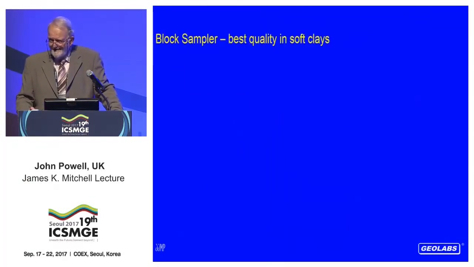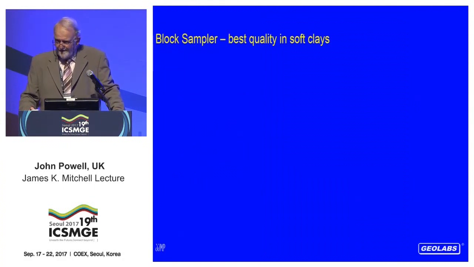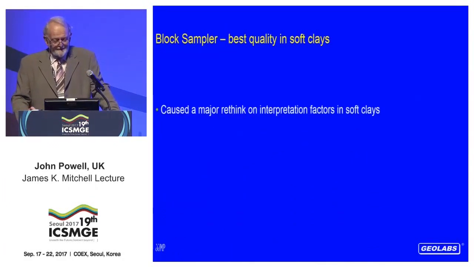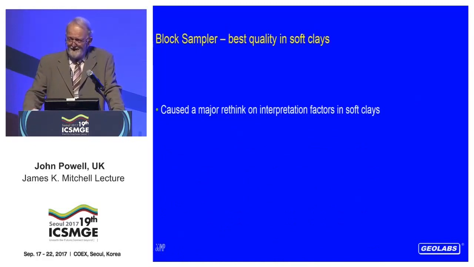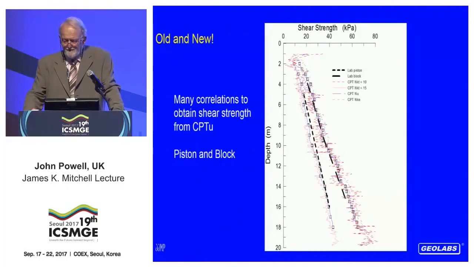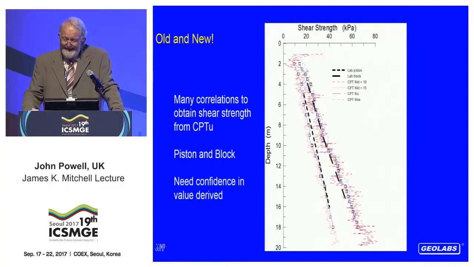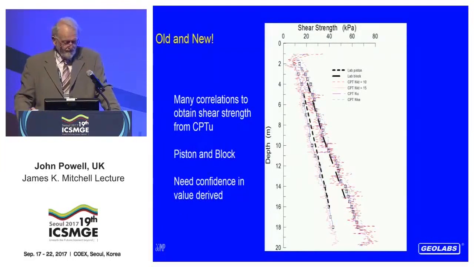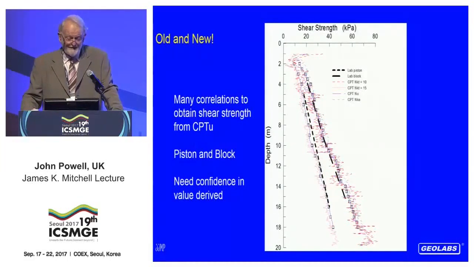Then we started taking samples with block samplers, far better quality samples. And that made us have to have a rethink on our correlations, because what happened was the strengths from the lab with the block samples were up here. So lo and behold, we now have to have a new set of factors to correlate with the strength from the block samples. It can be done, but we have to say, have you got the confidence in using those higher strengths when you come to design? This is really stressing the fact that you need to know what your correlations are based upon: the soil types, the lab testing types, and the sample quality.